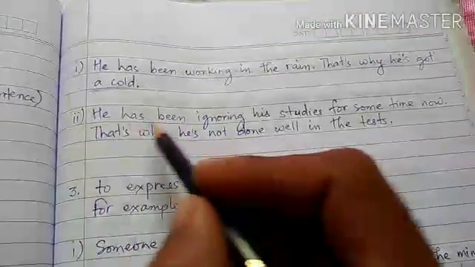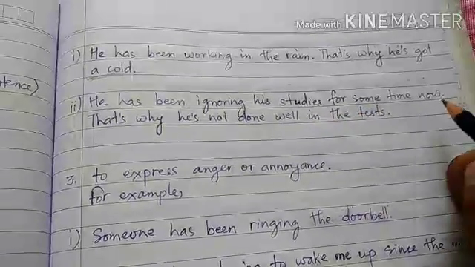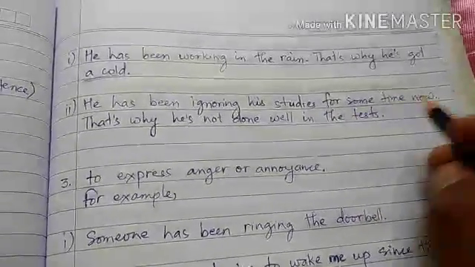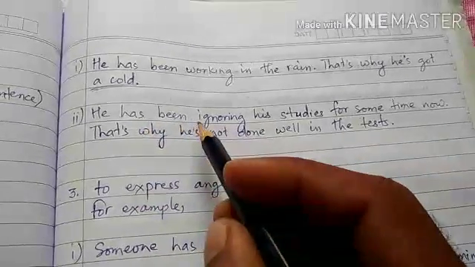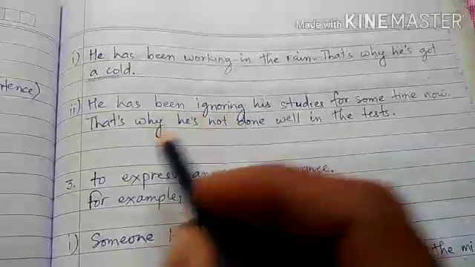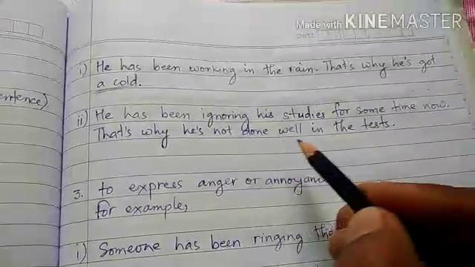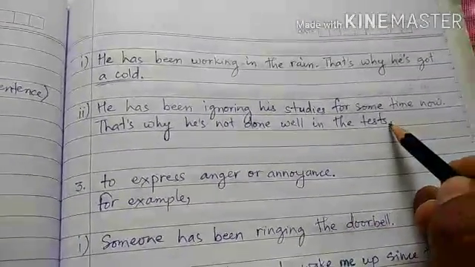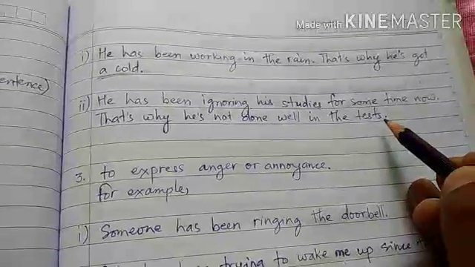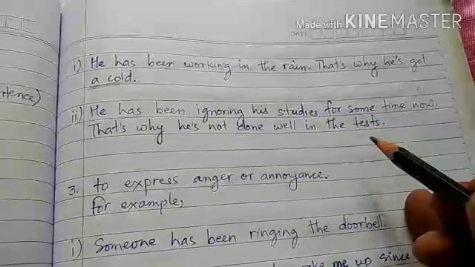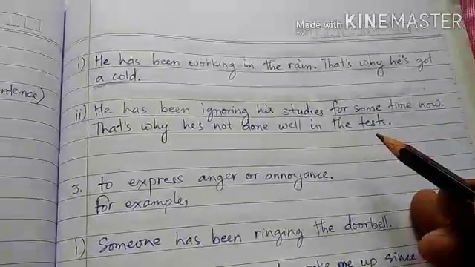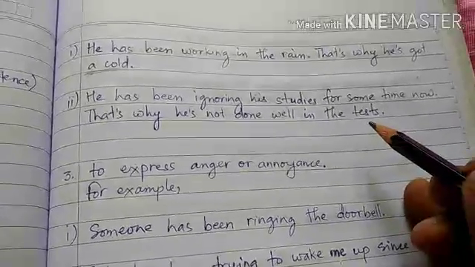Understood? Now next, he has been ignoring his studies for some time now. So what is the result of his ignorance towards his studies? He has not done well in the tests. Okay, so the past actions, the results of which can be visible in the present. I hope you have understood.